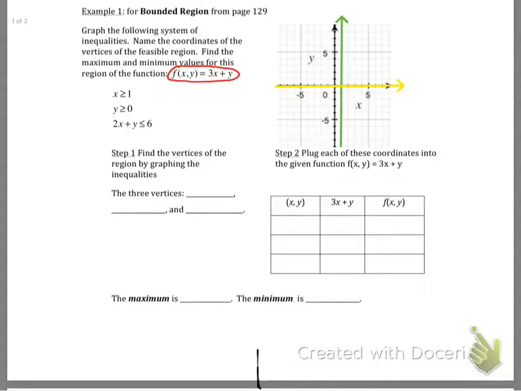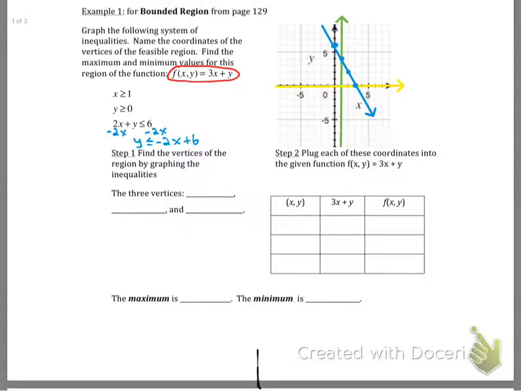Then for my third line, I'm going to put it in slope-intercept form. Subtract 2x, subtract 2x, and I'll have y is less than or equal to negative 2x plus 6. So my y-intercept is 6, my slope is negative 2, so I'm down 2, right 1, down 2, right 1, down 2, right 1. And again, I've got another solid line.